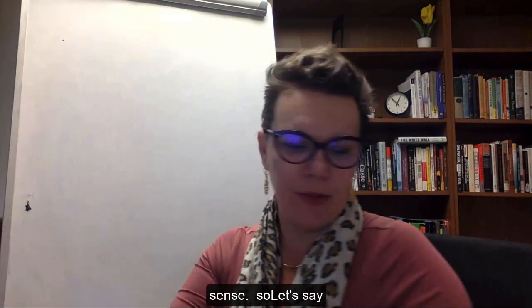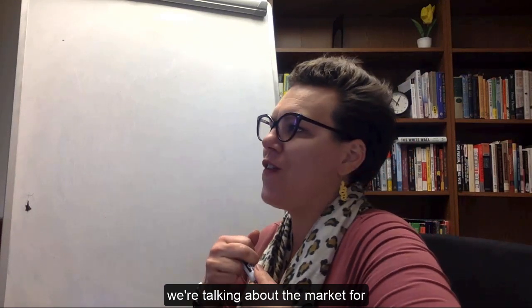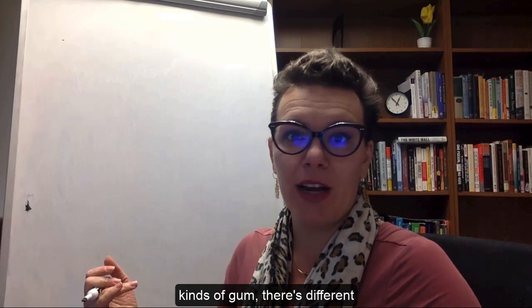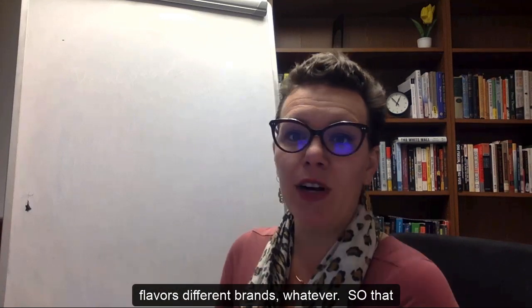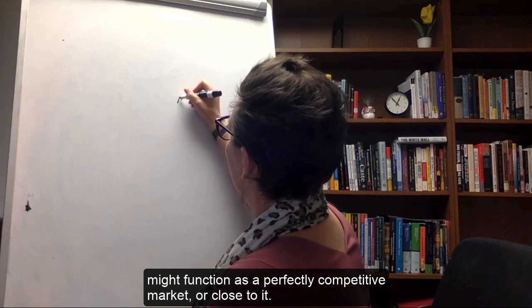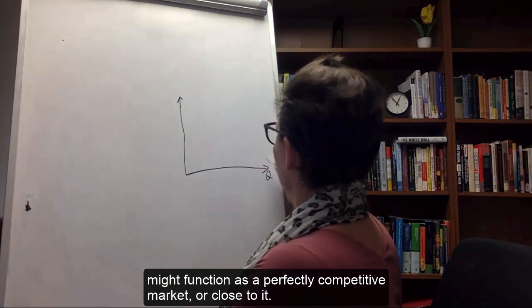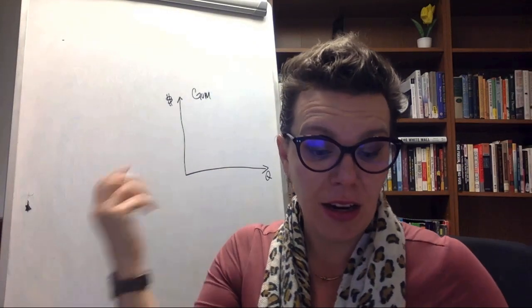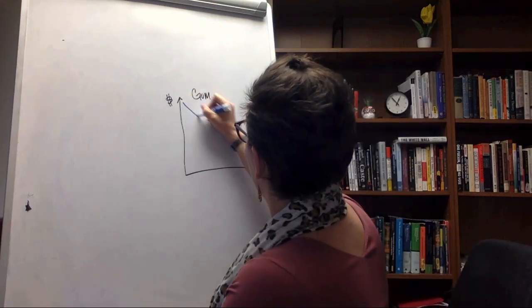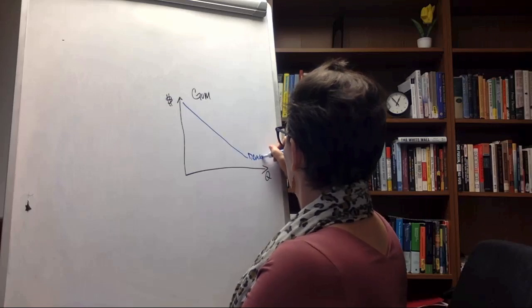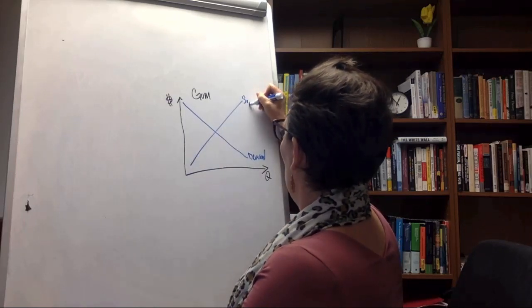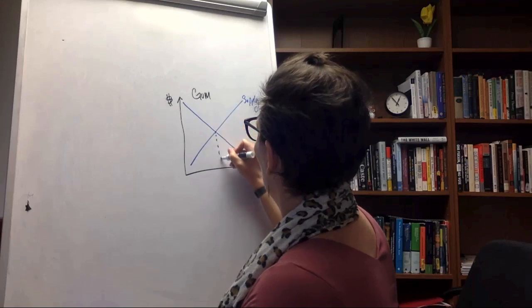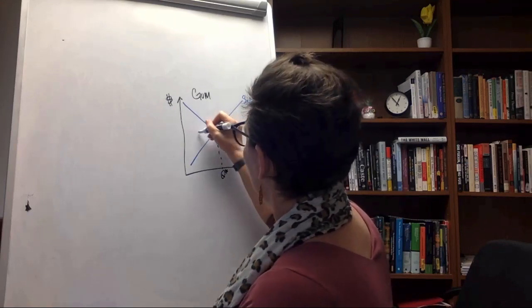So let's say we are talking about the market for gum. There are hundreds of companies producing all different kinds of gum, right? There's different flavors, different brands, different whatever. And so that might function as a perfectly competitive market or close to it. So there's some quantity and supply in the market for gum. It's going to be in that price and quantity space. There's going to be some demand curve and some supply curve. And that's the whole market for gum, right? So far, so good. There's an equilibrium quantity down here and an equilibrium price.